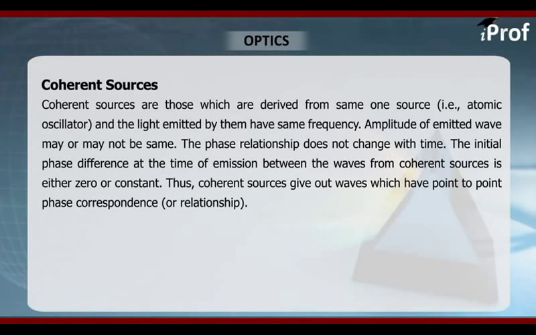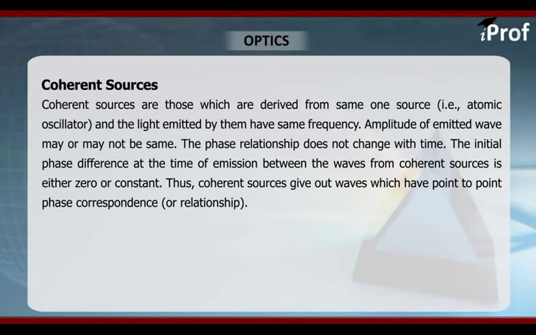Now the coherent sources are those sources which are derived from the same one source, that is, an atomic oscillator. We know that fundamentally we get light due to atomic excitation and de-excitation. So our source of light is basically an atomic oscillator, and the light emitted by them has the same frequency. Amplitude of the wave may or may not be the same. The phase relationship doesn't change with time.